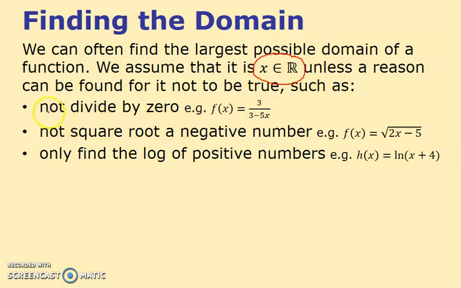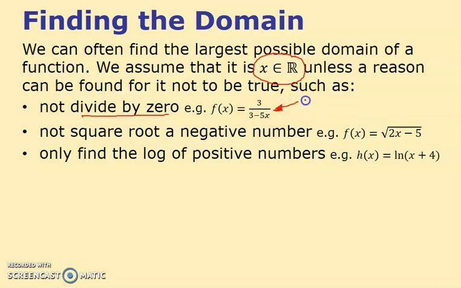For instance, some functions end up dividing by 0, and we're not allowed to divide by 0. So look out for that. If you've got a function like this one here, my assumption initially is that x can be any number, but then I look here and think, what value of x would make me have a division by 0?